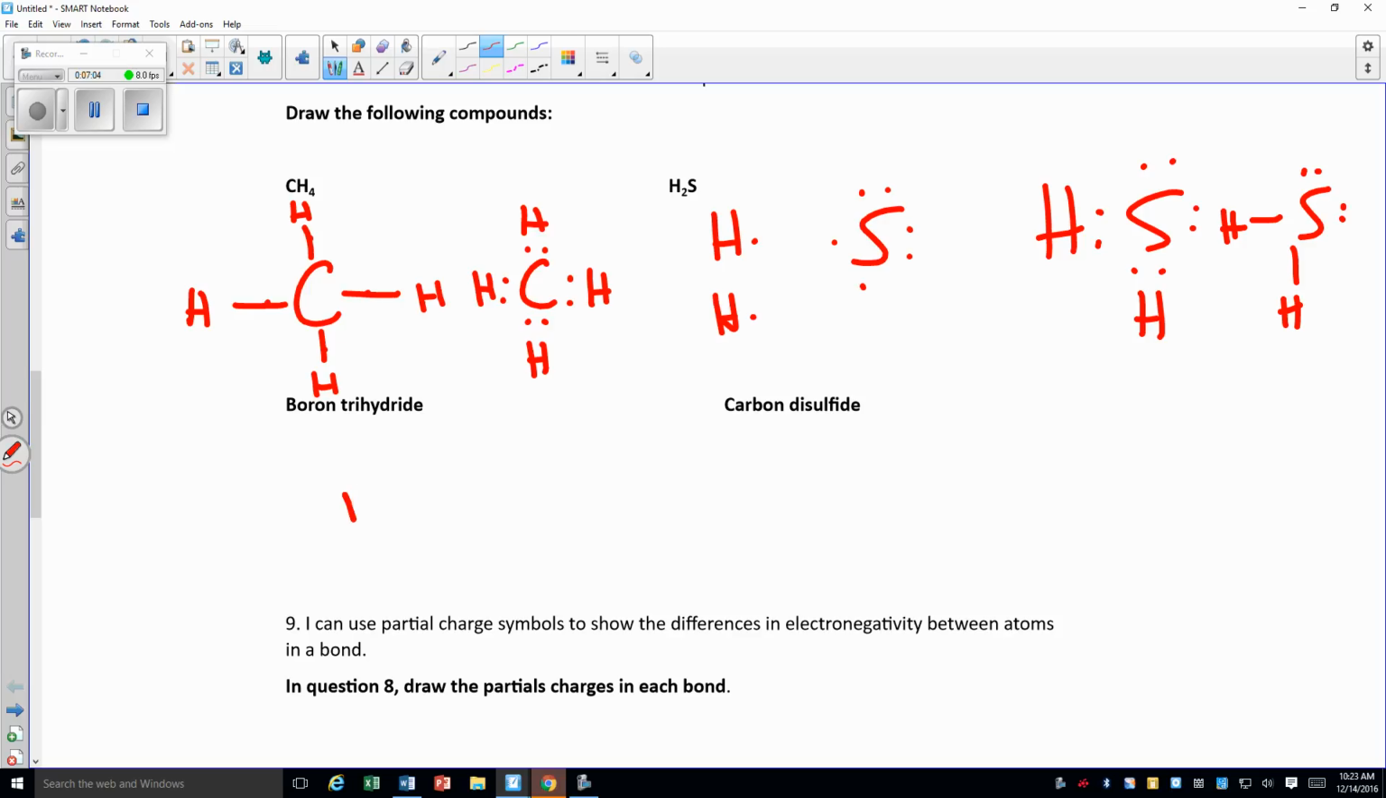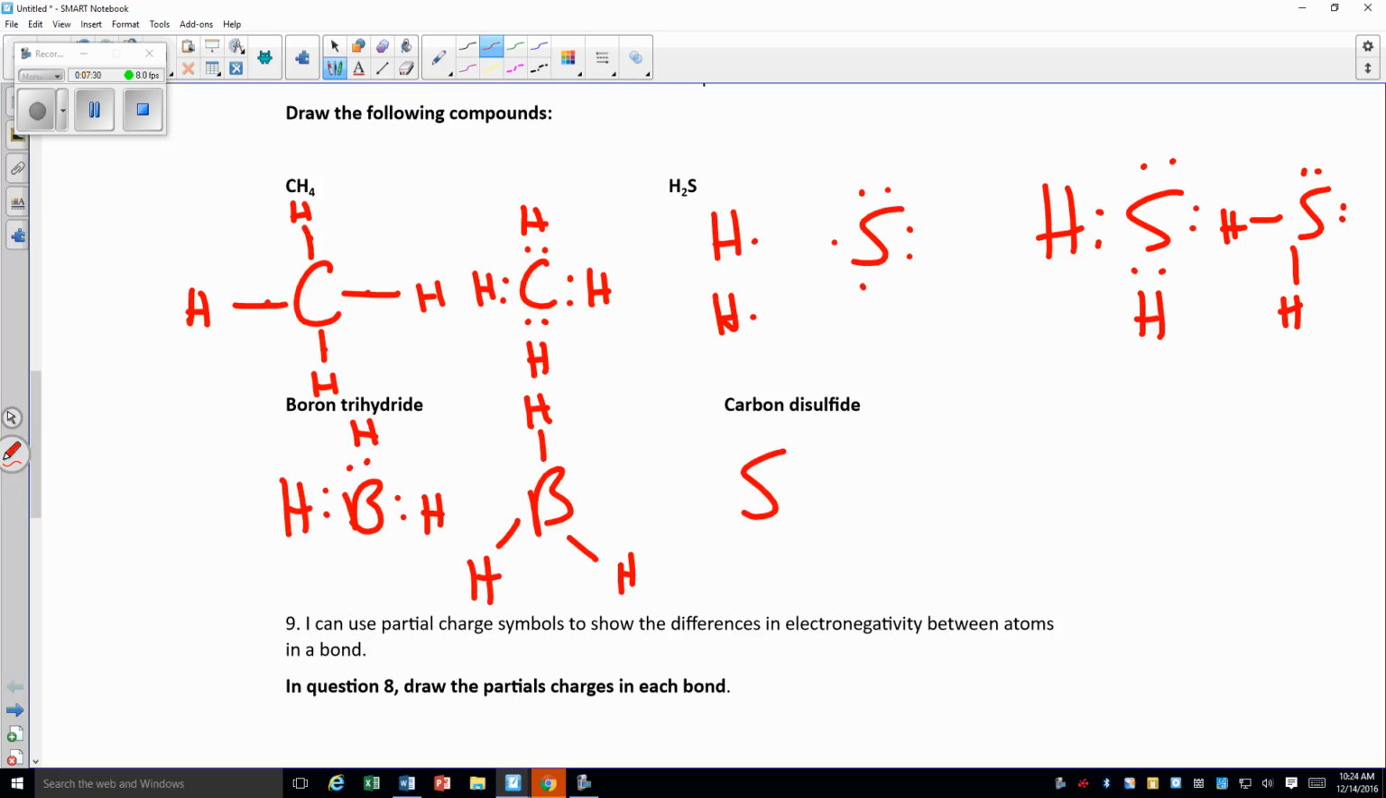Boron's an exception. Boron only has 3 to share, which means it only needs to be surrounded by what it can support, which is 3 things. So don't worry about throwing on extra electrons on boron to get an 8. If boron only has 3 to share, boron only has 3 to share.